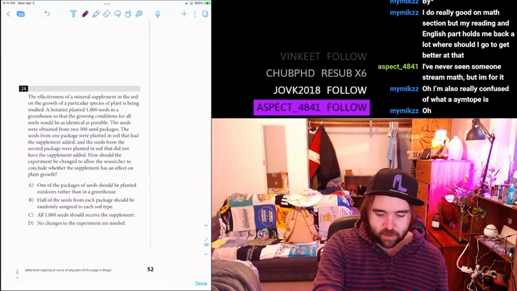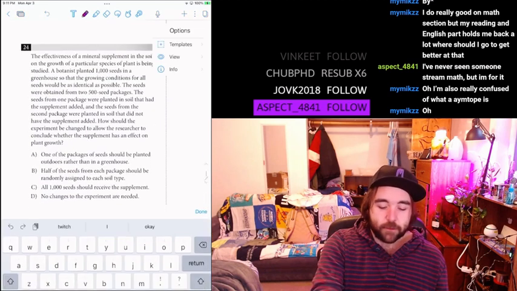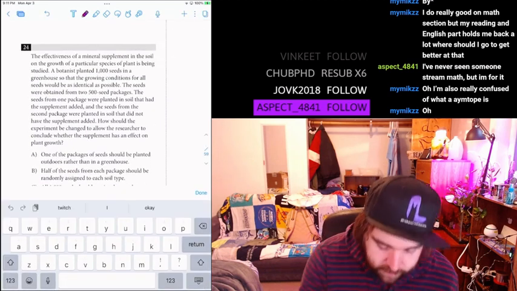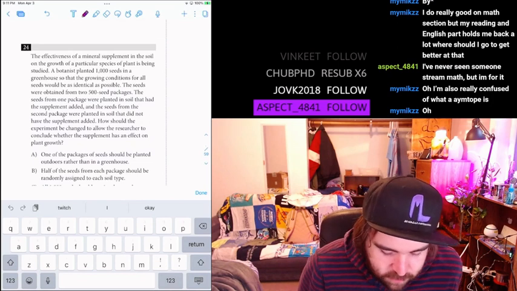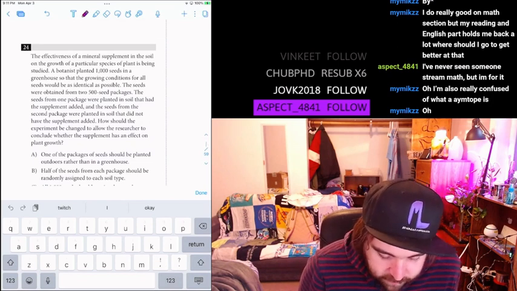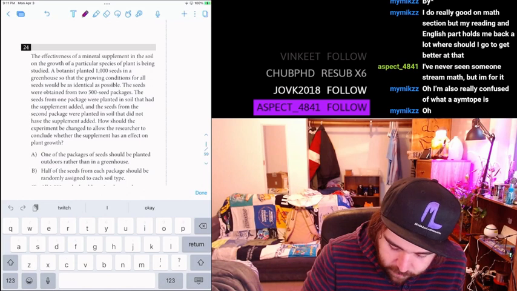Oh my god, there's a chapter book on the test. Let's just read the last question. How should the experiment be changed to allow the researcher to conclude whether the supplement has an effect on plant growth? Oh, so we got to read the whole thing.